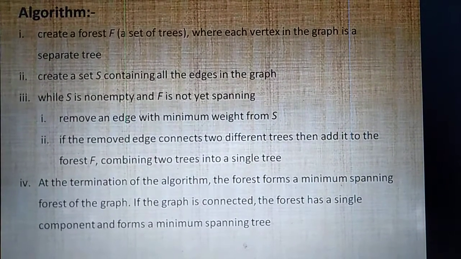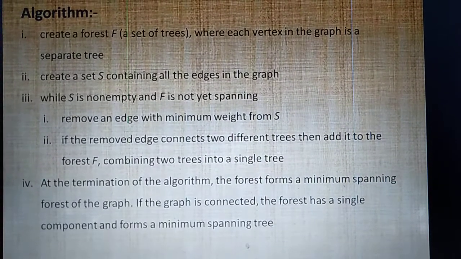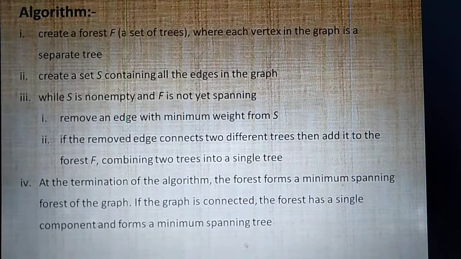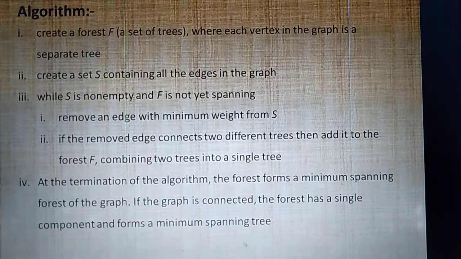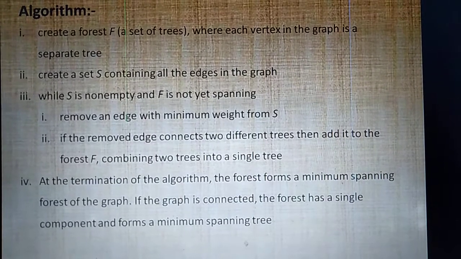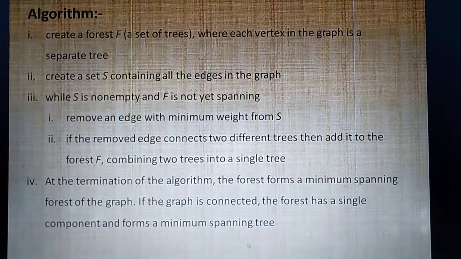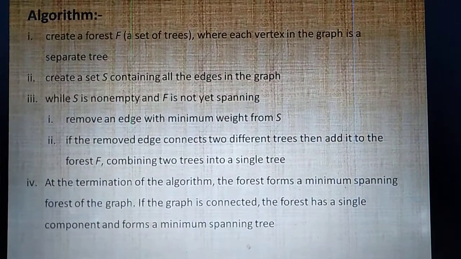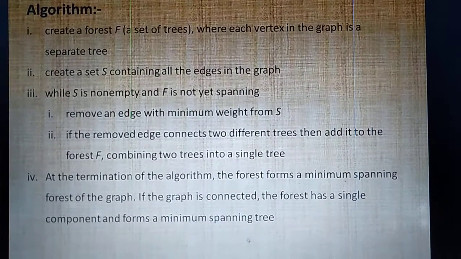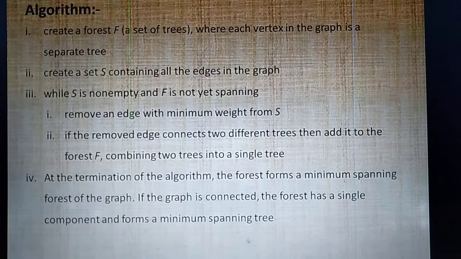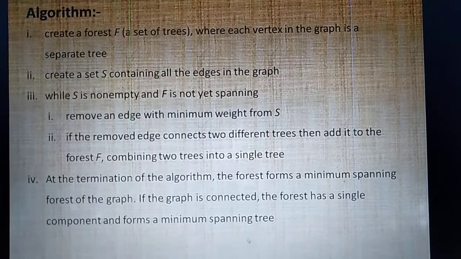While S is non-empty and F is not yet spanning. Two conditions you have to remember. S means the set which has been created, the edges of the graph, and F is the forest. So S should not be empty and F should not yet be spanning. On that basis, the steps have to be performed. Remove an edge with minimum weight from S. You have to remove one edge from S, the set.